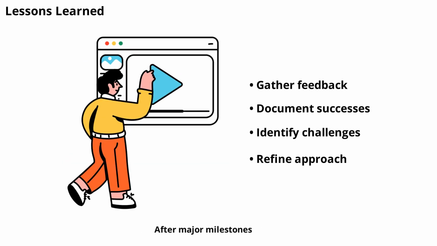After major milestones, it's valuable to conduct lessons learned sessions. This phase, lasting 1 to 2 weeks after deployment, involves gathering feedback from all teams, documenting successes and challenges, and identifying opportunities for future improvement. Lessons learned help refine your DLP approach and inform future projects.